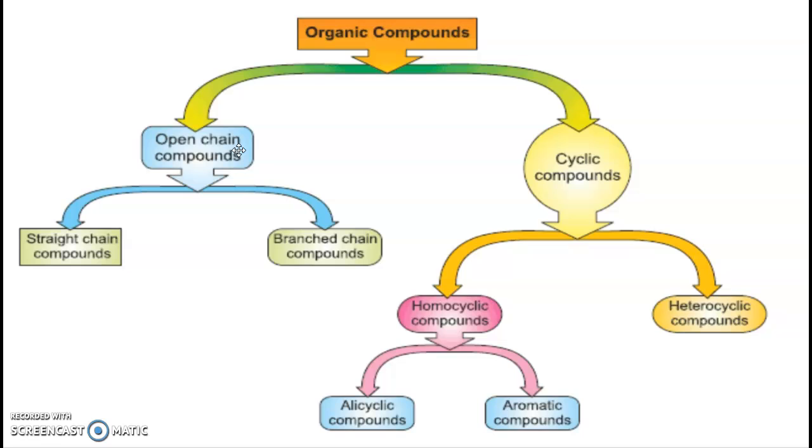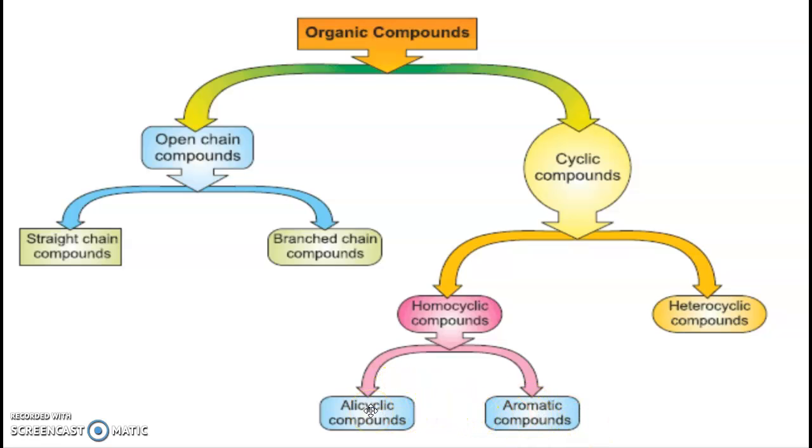They can be classified into open chain compounds and cyclic compounds. In open chain compounds, we have straight chain compounds and branched chain compounds. Straight chain is nothing but linear in nature. In cyclic compounds, we have two types, homocyclic compounds and heterocyclic compounds. In a cyclic structure, if one of the carbons is replaced by another atom, then it is called a heterocyclic compound. In homocyclic compounds, we have two types, alicyclic and aromatic.